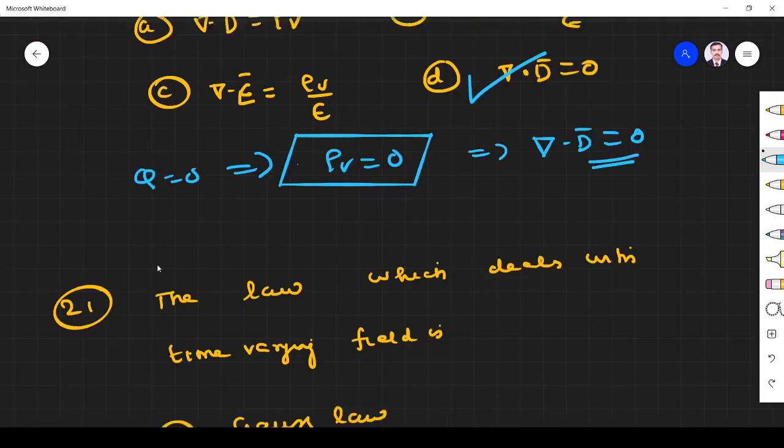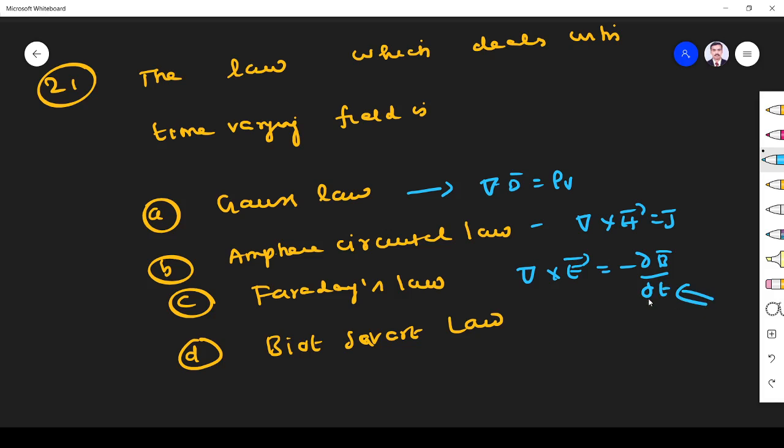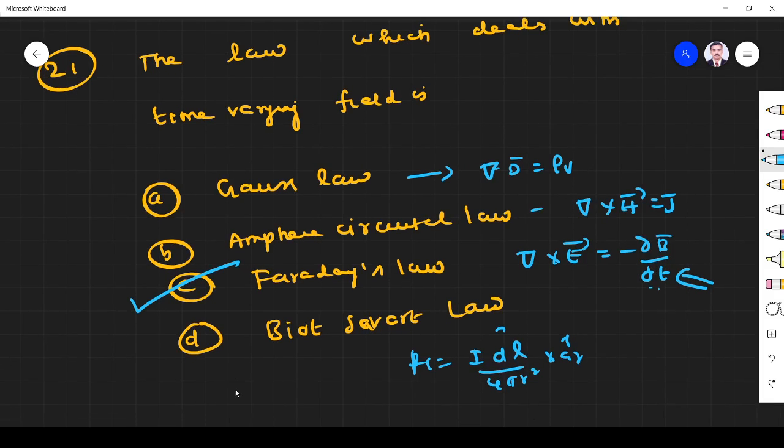Please remember the law which deals with the time varying field. Gauss law is not dealing with time, because del dot D is equal to rho v. Ampere circuital law, del cross H is equal to J. Biot-Savart law, H is equal to I dL by 4 pi r square aR. Faraday's law, del cross E is equal to minus dB by dt. The first person who brought time into the field concept is Faraday only. So Faraday is the first person who brought the term time varying field, so Faraday's law deals with the time varying field out of these 4.